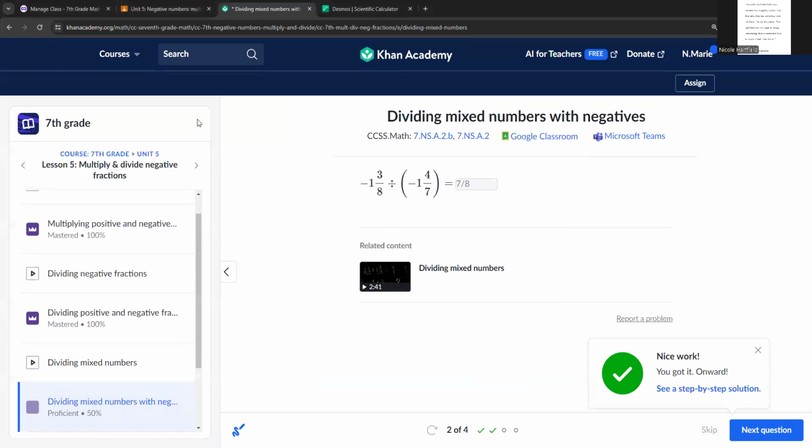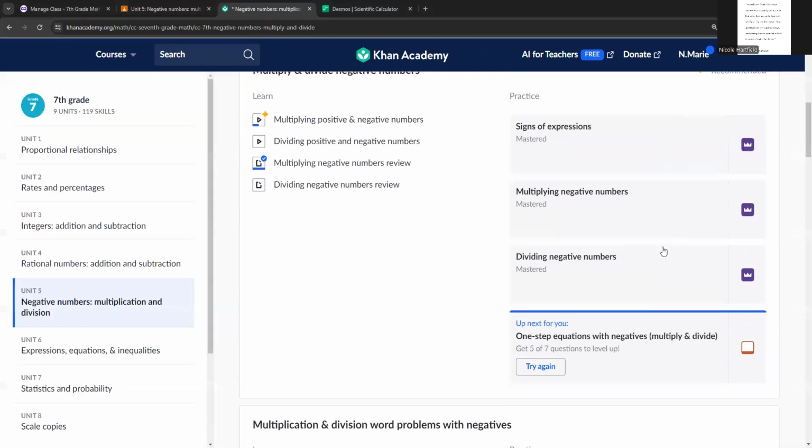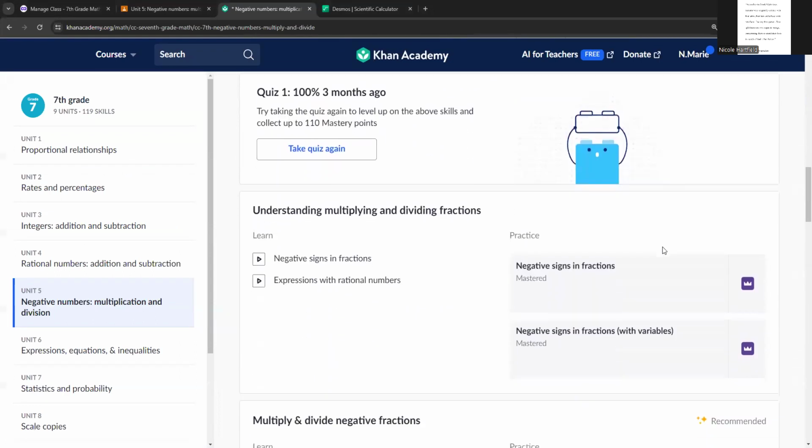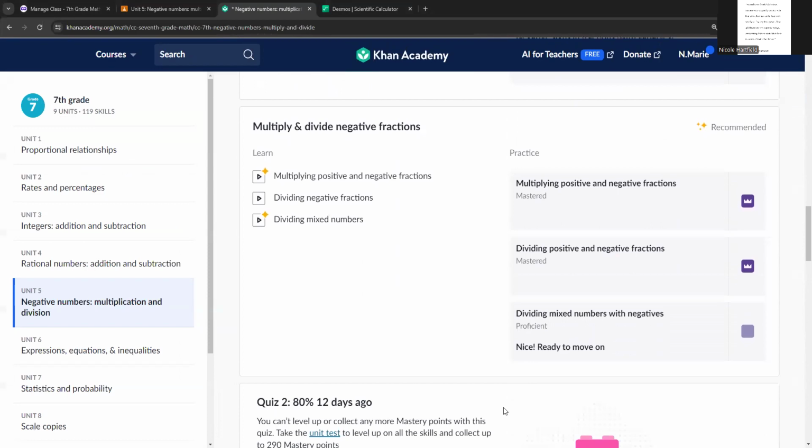Very simple. And so that's this unit up to quiz 2, mainly dealing with just integers and fractions, maybe some decimals, one-step equations. Good luck. Let me know if you have any questions.